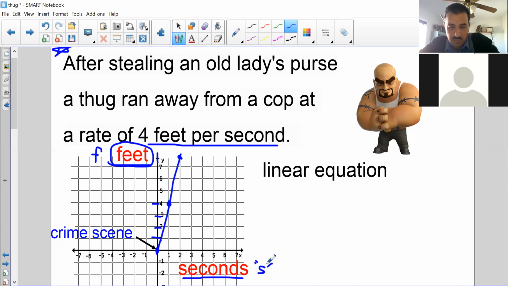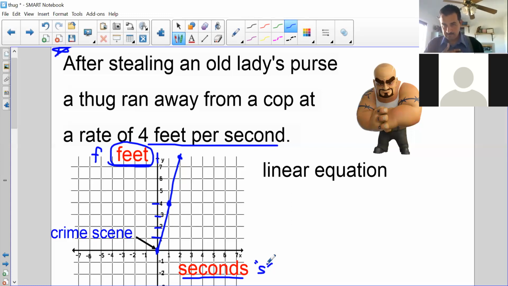So there are two variables in the phenomena. The phenomena of the thug running away, there are two variables we're trying to track: seconds and feet. I mean, we see the guy, he's got tattoos and stuff, but the two variables of the phenomena that we're zooming in on are seconds and feet of the thug running away from the crime scene.